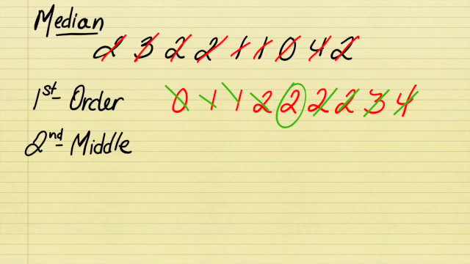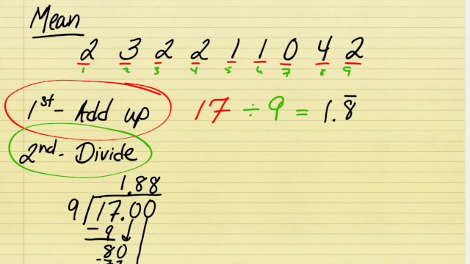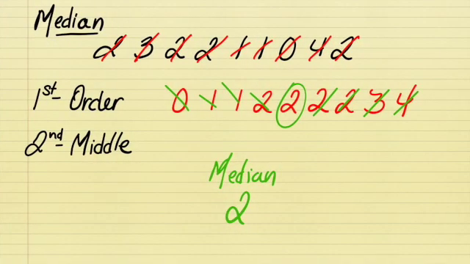So the median for this set of data is 2. Funny, because that's kind of close to my mean, 1.8. That's close to 2, so those are falling close to each other. Okay? All right. Next, mean, median, mode is our next one.